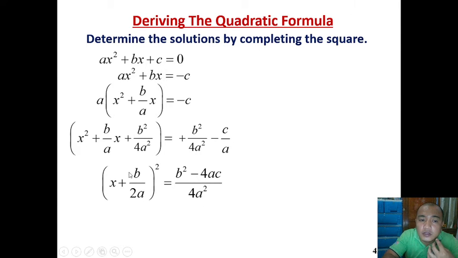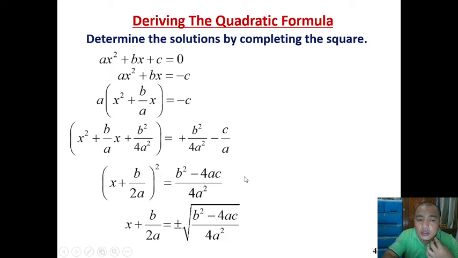Then factor the left side: x plus b over 2a, squared. On the right side, subtract; 4a squared is the LCD. So b squared minus 4a squared divided by a is 4ac. Then get the square root of both sides, the square root method. The square root of x plus b over 2a squared is x plus b over 2a equals positive or negative square root of b squared minus 4ac all over 4a squared.